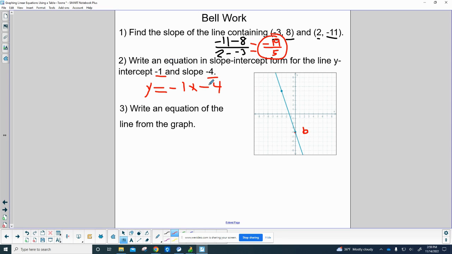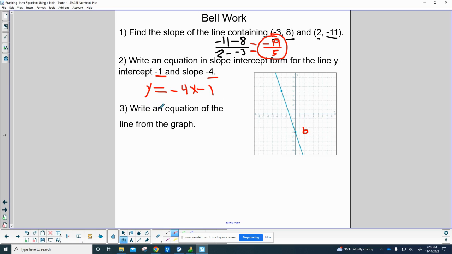Oh, I've got it backwards. We've got to fix that. See how I've got the numbers reversed? So let's fix that problem. Sometimes we'll make that mistake when we're doing this, and we need to correct our mistake. So the slope is -4x, and the y-intercept is -1.